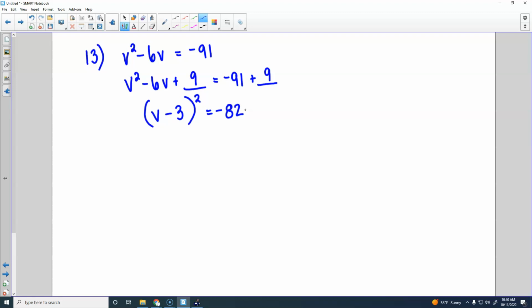We're okay here? All right. Square root both sides. v minus 3 equals plus or minus. I've got negative 82 here. 82, I'm pretty sure, will break down. I think at least 4 will go. No, 4 doesn't go into it. It might not break down. Anybody find anything that goes into it?